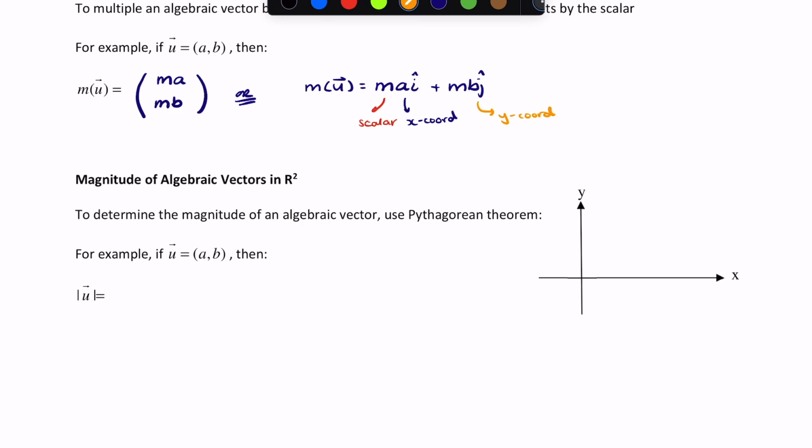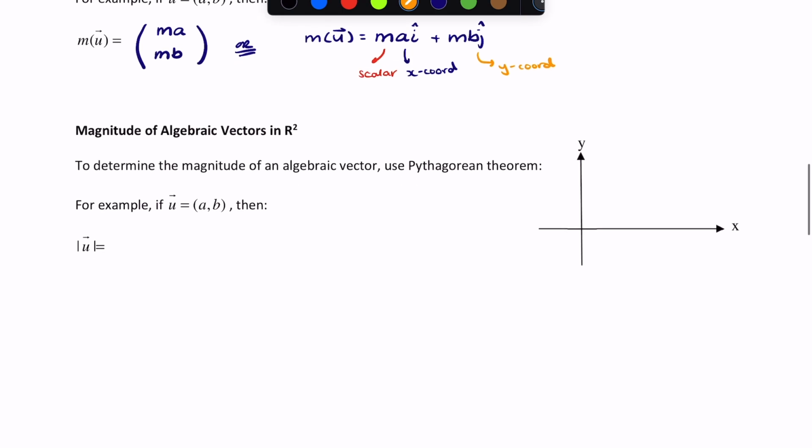Okay, next we'll look at the magnitude of algebraic vectors in two space or R squared. To determine the magnitude of an algebraic vector, we're going to use the Pythagorean theorem. So for example, if we have a vector with the point (a, b), then the magnitude of vector u will be equal to the square root of a squared plus b squared. That will be our scalar equation.